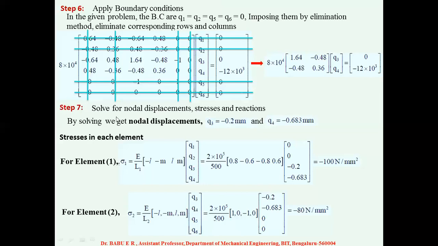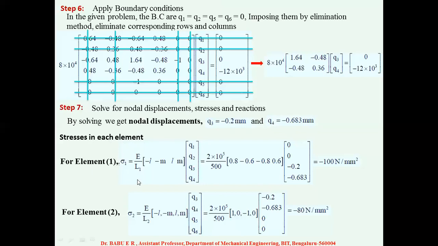The next step is to solve for nodal displacements, stresses and reactions. Solve this matrix, expand it, and we get the nodal displacements Q3 and Q4. Q3 is minus 0.2 mm and Q4 is minus 0.683 mm. After finding nodal displacements, you calculate the stresses in each element.